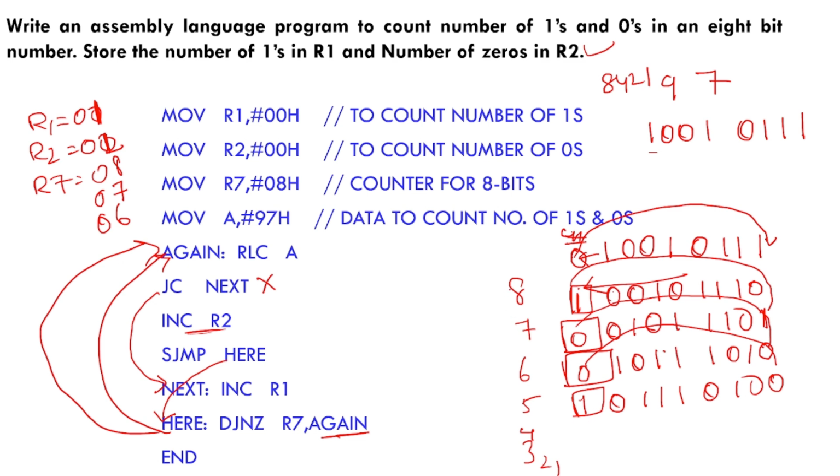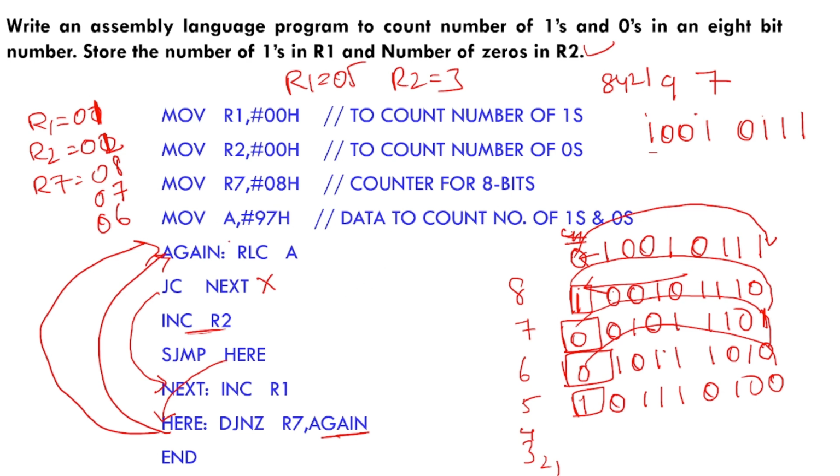If you do this many rotations, your R1 and R2 registers will be updated. So how many will we get? The number of ones is 1, 2, 3, 4, 5. So R1 will be holding 5, and 1, 2, 3. Your R2 will be 3 after execution of this instruction.